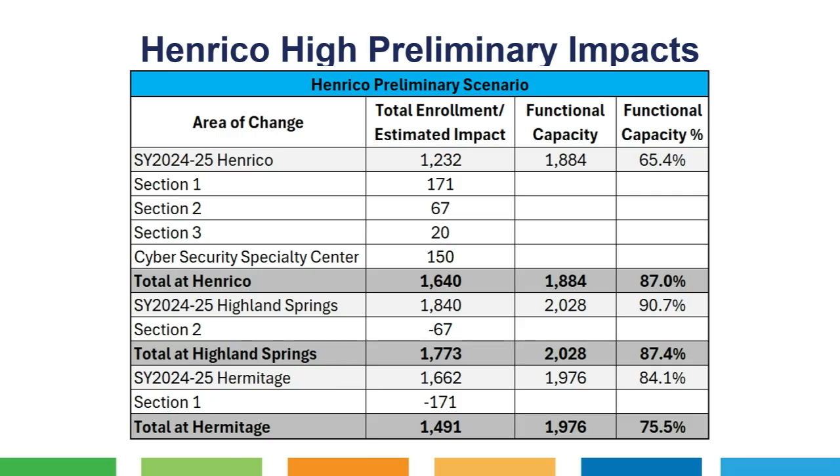Highland Springs has an estimated net loss of 67 students, and Hermitage has an estimated net loss of 171 students, placing these schools at 87.4% and 75.5% functional capacity, respectively. Of note, these capacities reflect only the changes in this Henrico scenario.